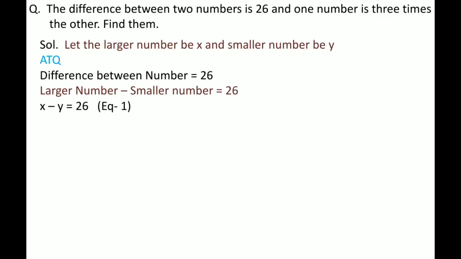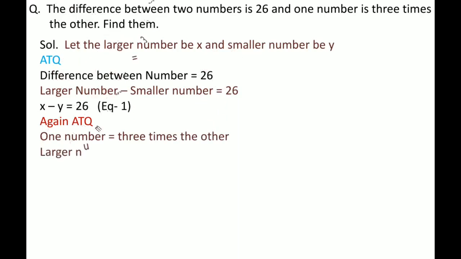Now we move to the second condition. The second condition is that one number is 3 times the other number. It means the larger number equals 3 into the smaller number. The larger number is x and the smaller number is y. So x equals 3y. That is equation number 2.